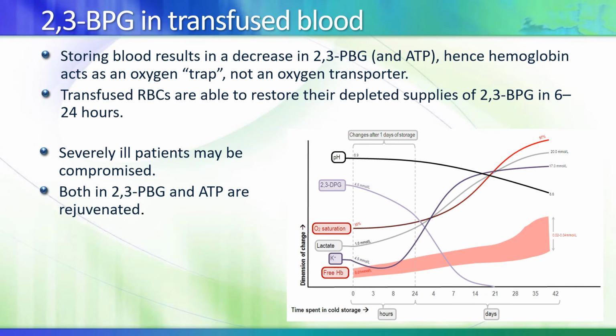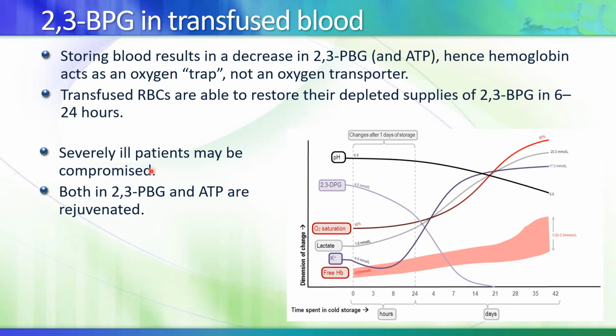An important point about 2,3-bisphosphoglycerate is that its level goes down when blood is stored. So if a person donates blood and this blood is stored, even at 4 degrees, the level of 2,3-bisphosphoglycerate goes down within hours. So after 24 hours, there would be no 2,3-bisphosphoglycerate. Now, this shouldn't be a problem with normal individuals or people who are not severely ill, because they can restore the depleted levels of 2,3-bisphosphoglycerate within hours.